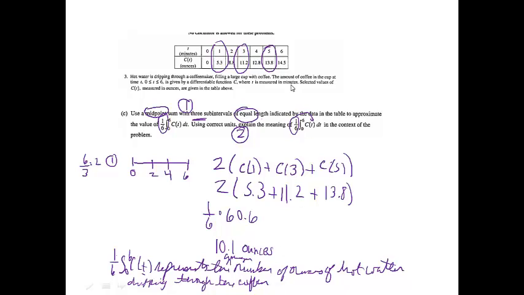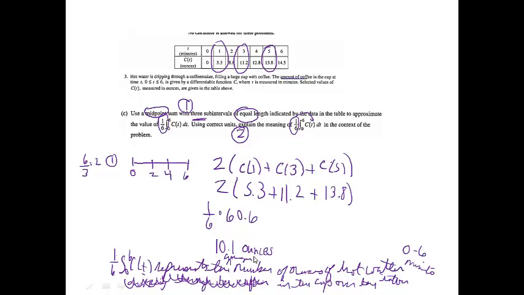Oh, no, wait. Just a second. The amount of coffee in the cup. So the average number of ounces of hot water in the cup over the interval 0 to 6 minutes. Okay, so I believe that is the average amount of coffee in the cup in ounces over the time interval 0 to 6 minutes.